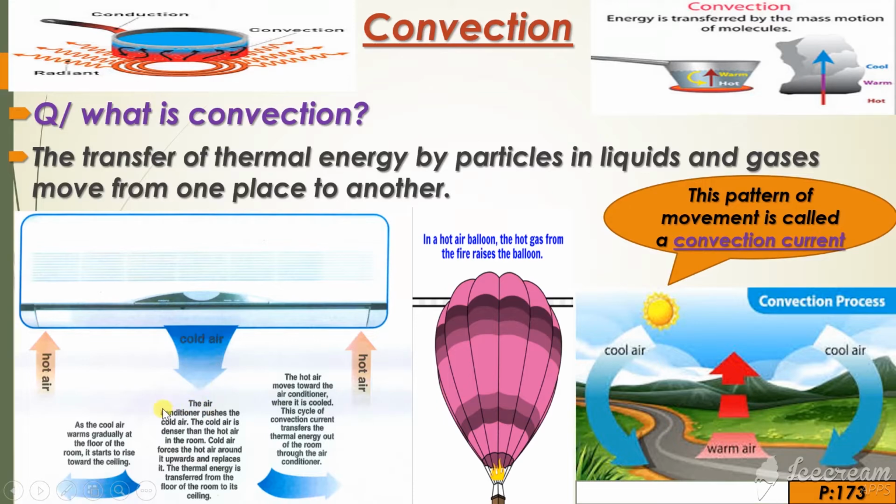The air conditioner pushes the cold air. The cold air is denser than the hot air in the room. Cold air forces the hot air around it upwards and replaces it. The thermal energy is transferred from the floor of the room to its ceiling. As the cool air warms gradually at the floor of the room, it starts to rise toward the ceiling.